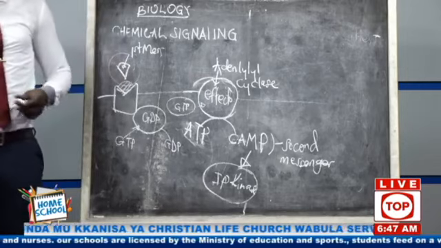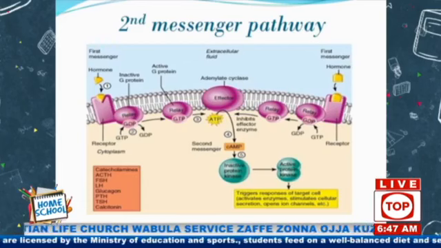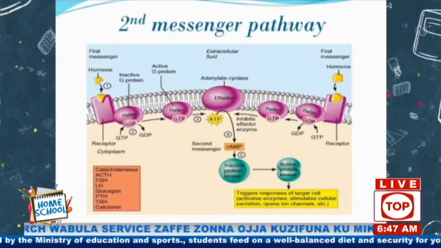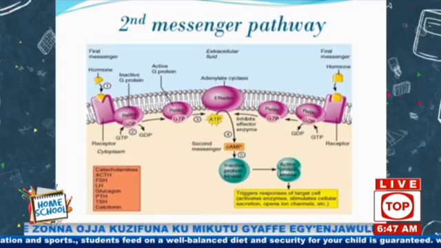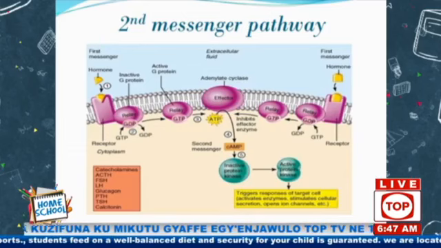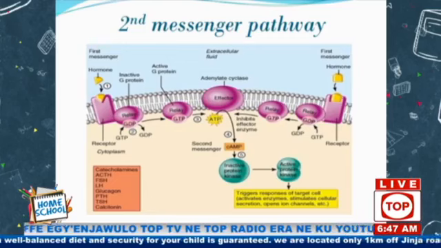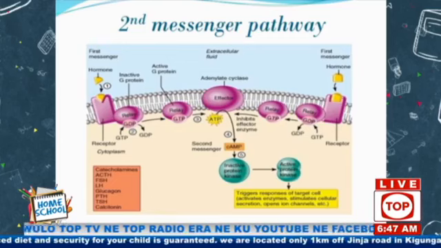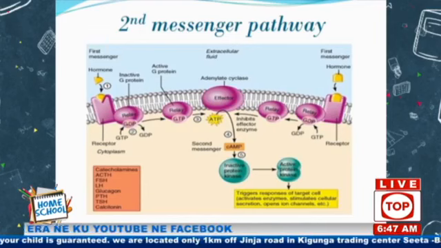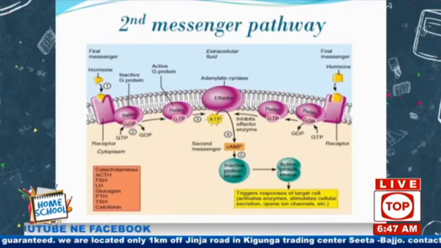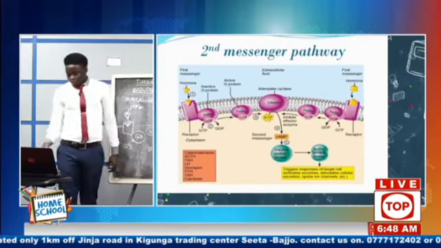Please take me back to that slide. So we are saying that the hormone elicits a response on GDP. It releases that protein to convert GDP to GTP. The molecule that has GTP now activates the enzyme adenylyl cyclase. Adenylyl cyclase converts ATP to cyclic AMP, which is a second messenger. Cyclic AMP phosphorylates inactive kinases to become active protein kinases, and this process continues until we have a response.